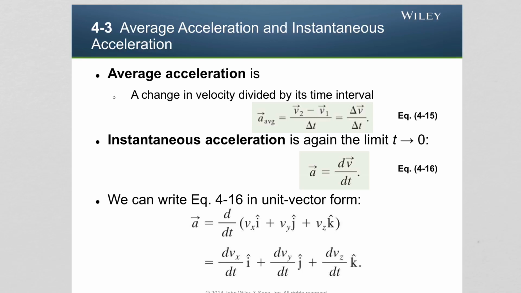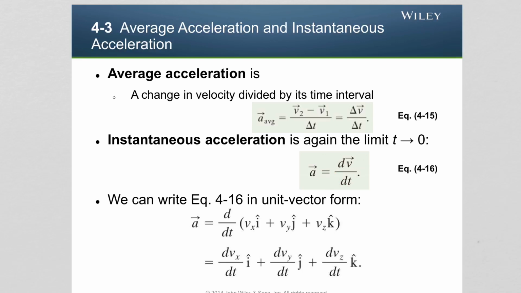The concept of average acceleration and instantaneous acceleration naturally follows from the definitions of average velocity and instantaneous velocity. The average acceleration is calculated as the change in velocity divided by the elapsed time, or that is delta v divided by delta t, where now delta v is in general a three-dimensional vector. And the definition of instantaneous acceleration is achieved from the definition of average acceleration when we take the limit where the time approaches zero. Instantaneous acceleration is equal to dv dt.